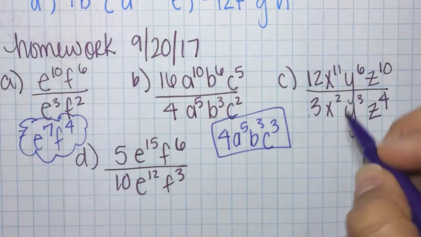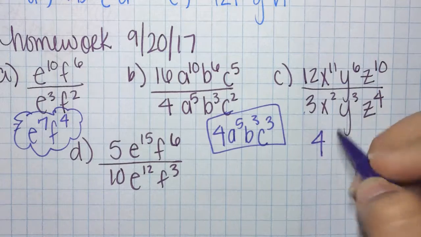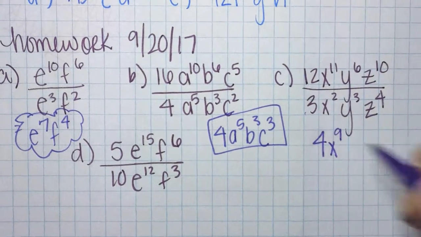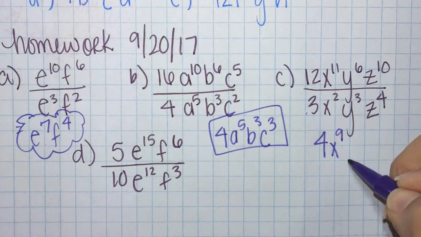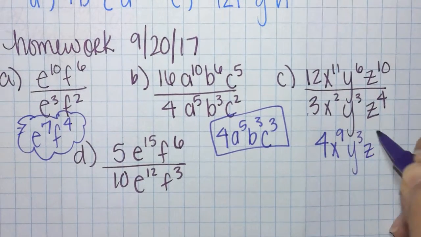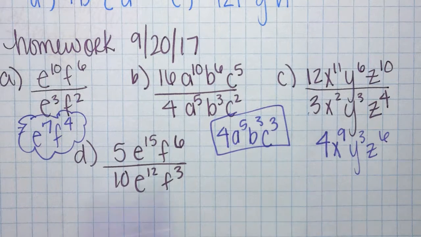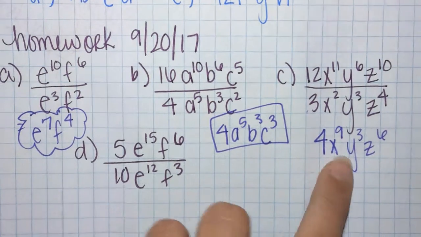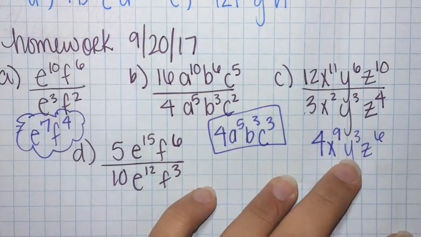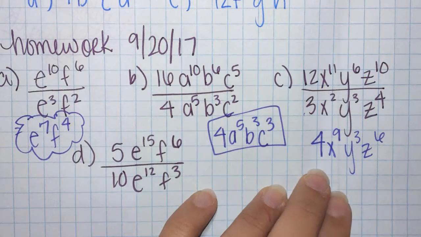Alright, what's 12 divided by 3? X to the 11th divided by x squared. 9. 6 minus 3. 10 minus 4. Who can raise their hand and tell me how we say this answer? Alexis! Oh, okay. Which one again? For C. Tell me how to say the answer.